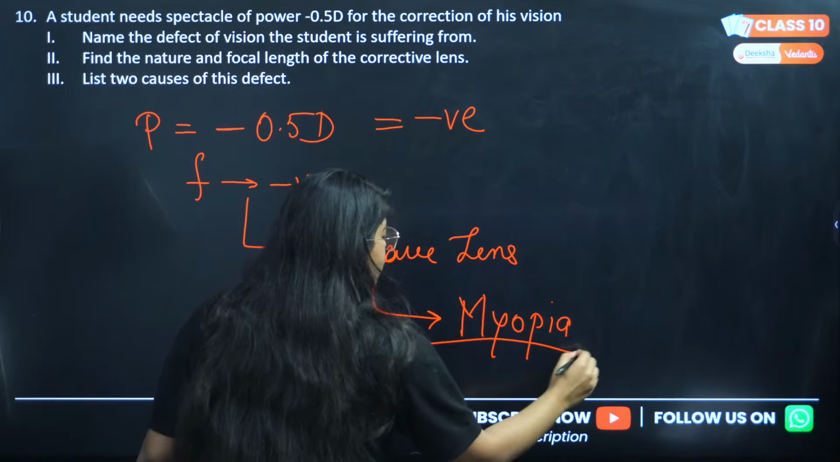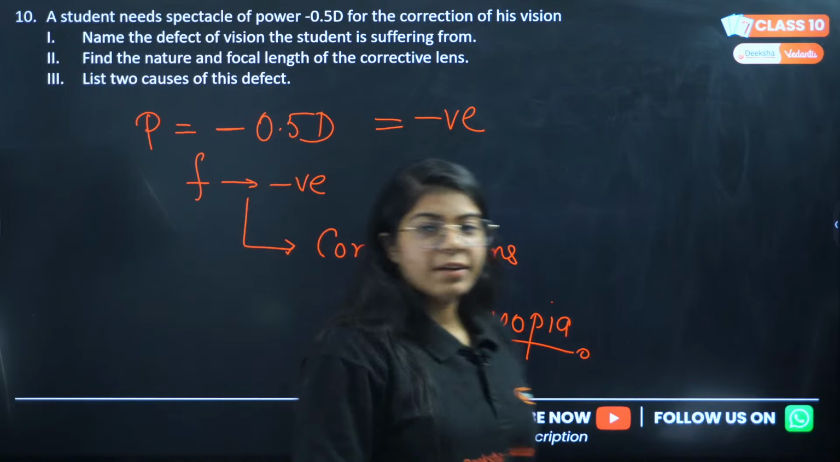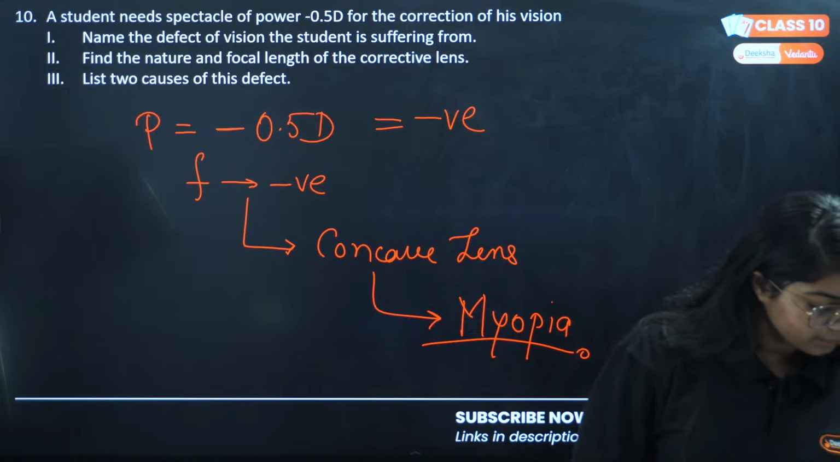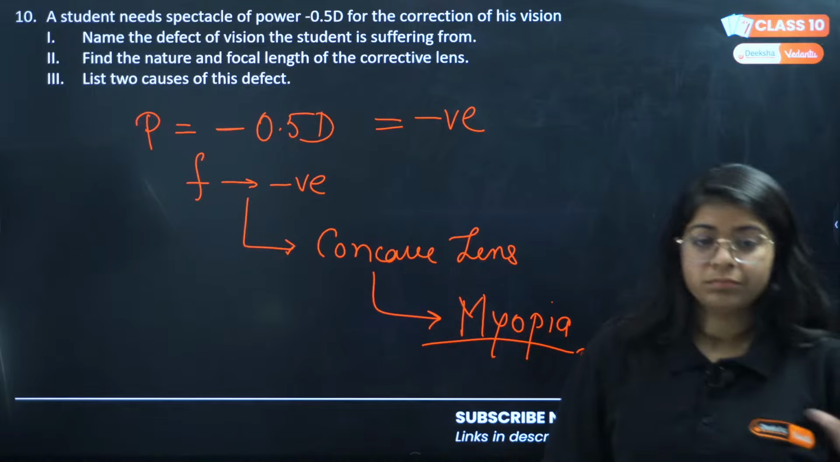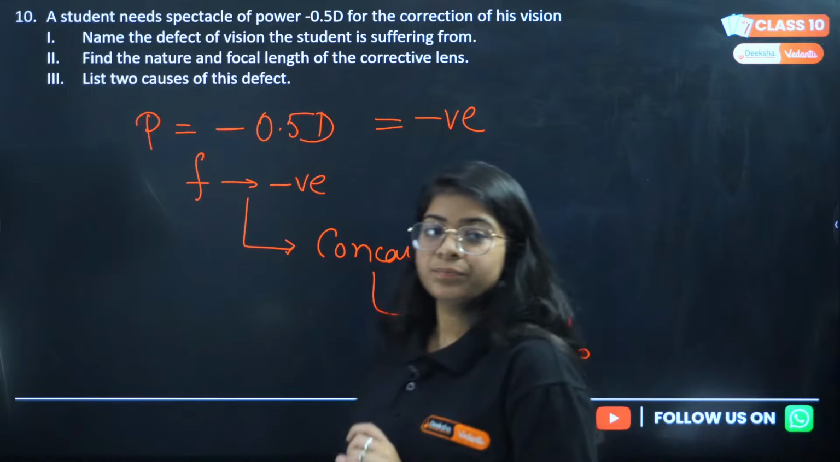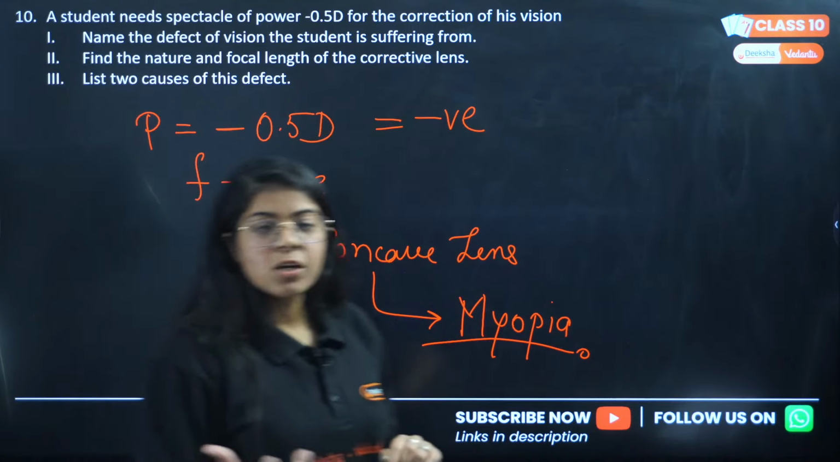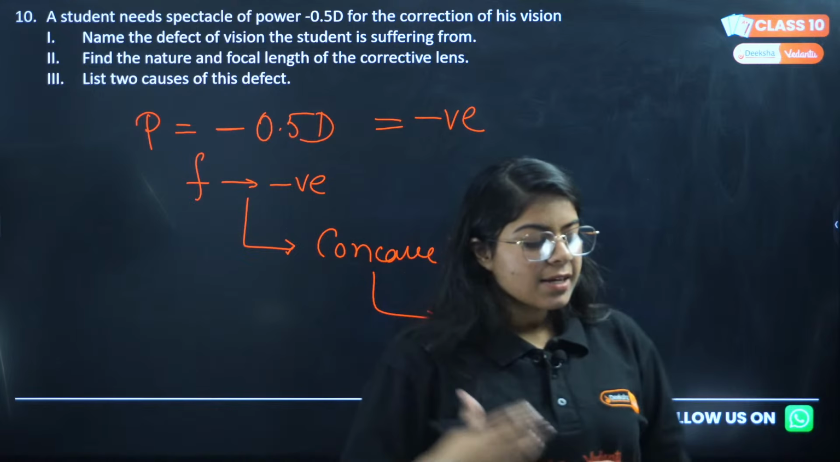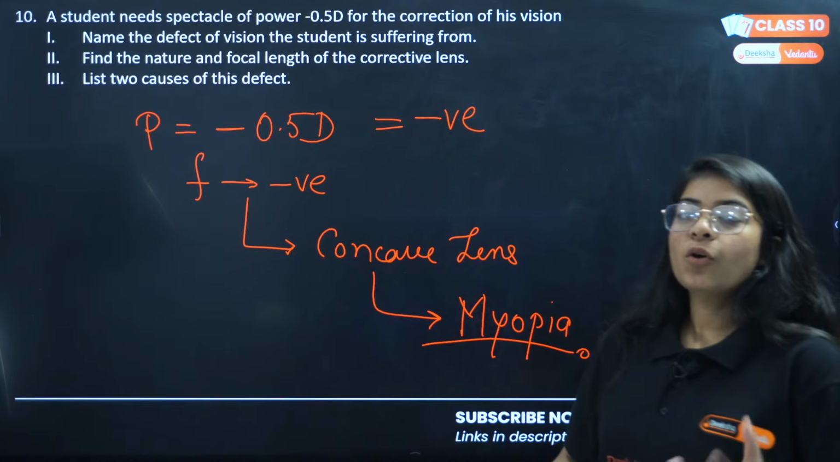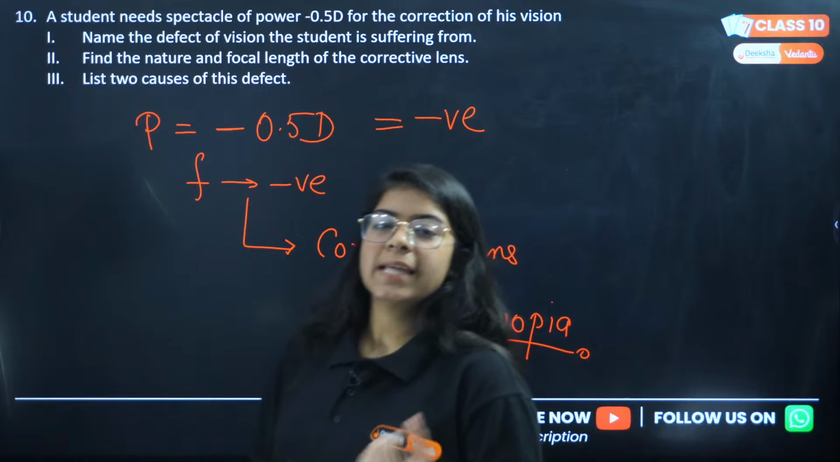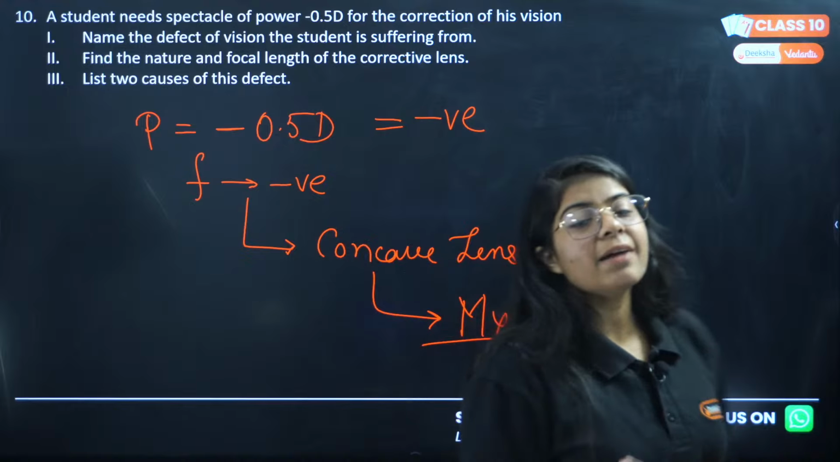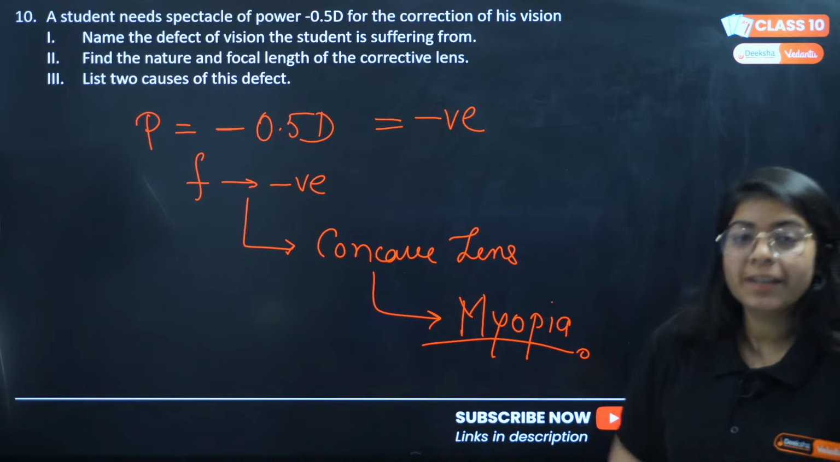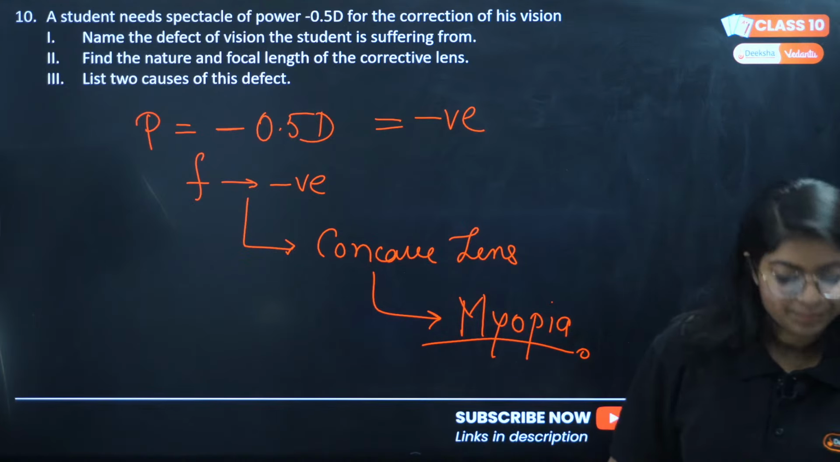Understood the chronology? Everyone understood? Now understood, Karan? Is it true? Is it correct? Did you understand? Power is negative, so focal length and power have the same sign. So focal length is negative. Focal length is negative for which kind of lens? It is concave lens, and concave lens is used to correct which defect? It is myopia, correct?